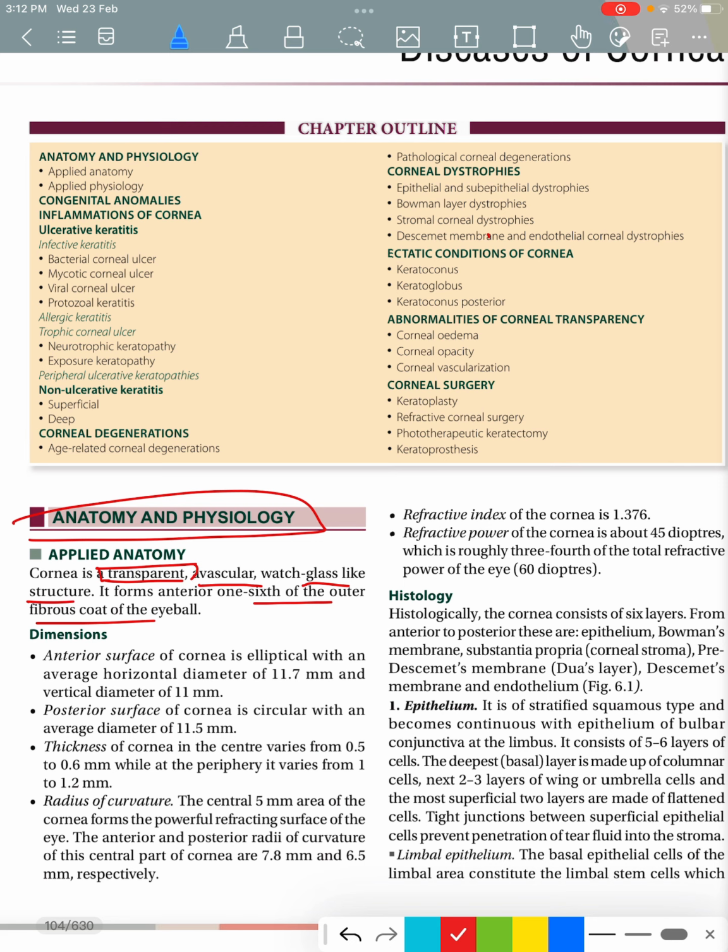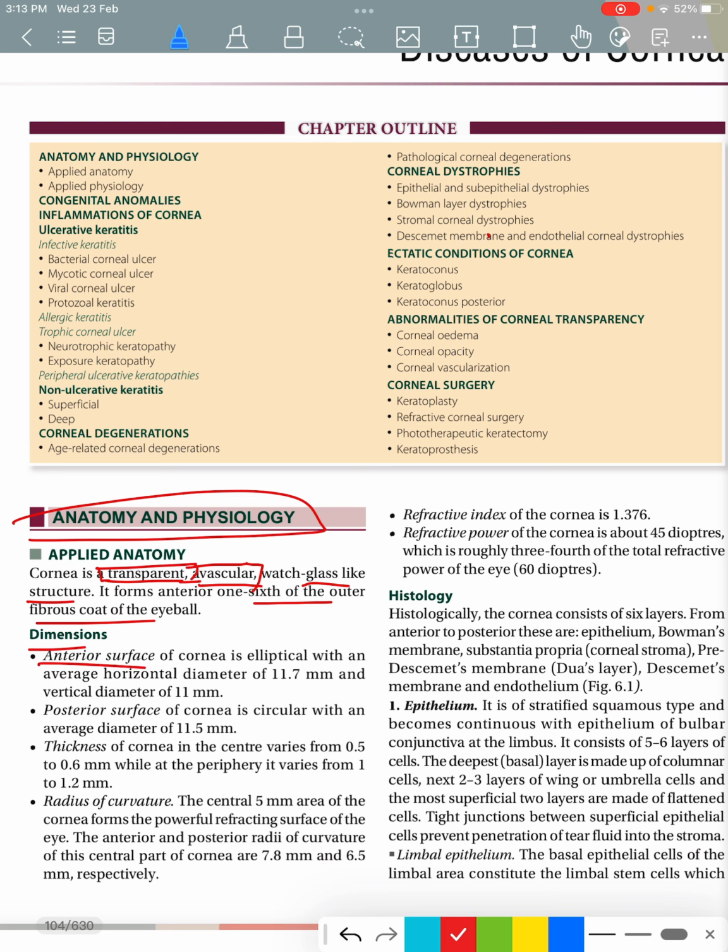Because it contains only parallel fibrous tissue, no other collagen or things. Then it is not supplied by any blood supply, so it is avascular.